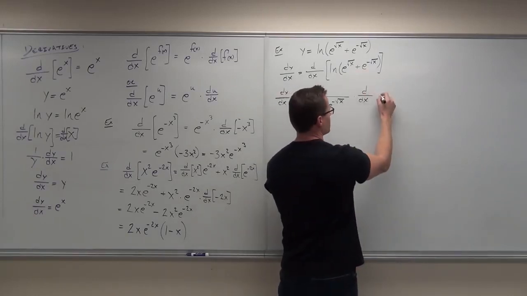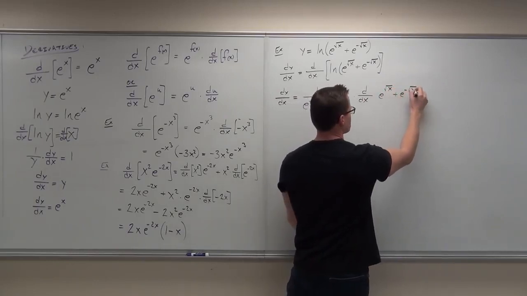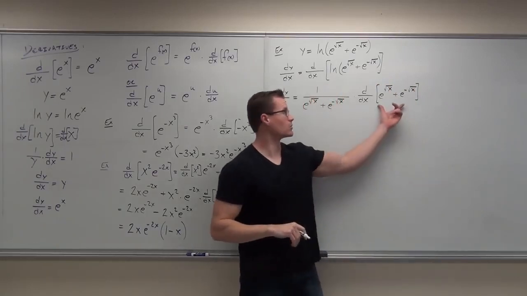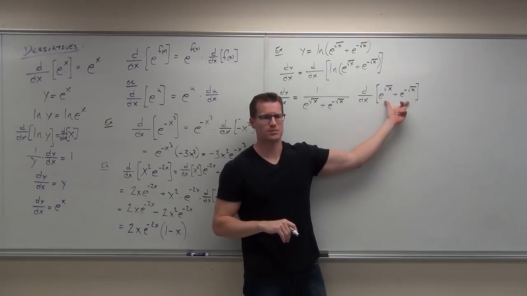This part, yeah, that's right. e to the square root of x plus e to the negative square root of x. Okay, I want to get you started off on this one. What's the first thing you're going to have to do in order to take the derivative of these pieces?